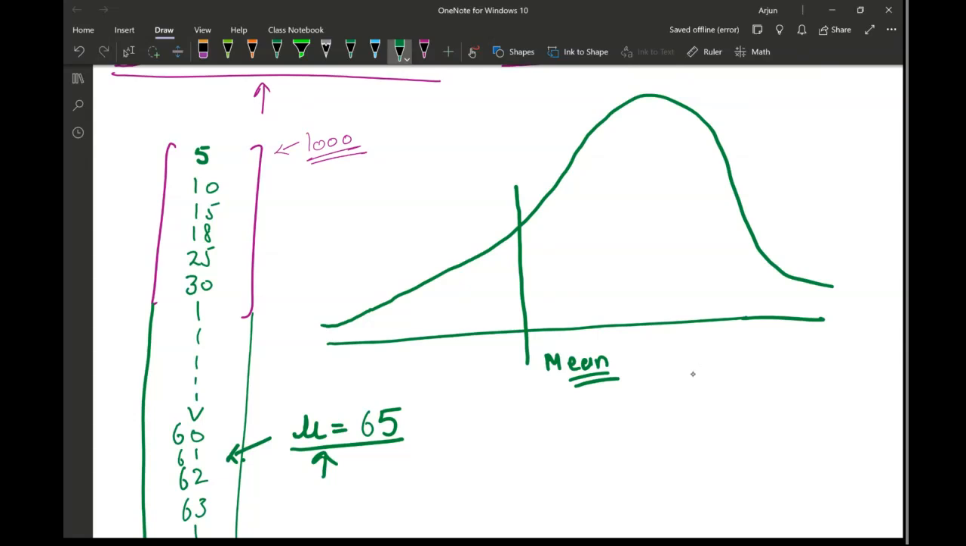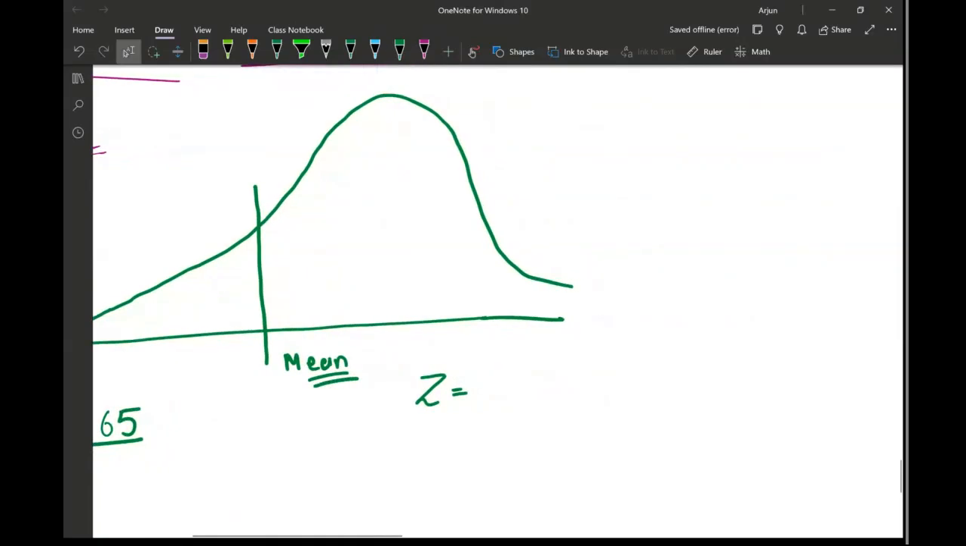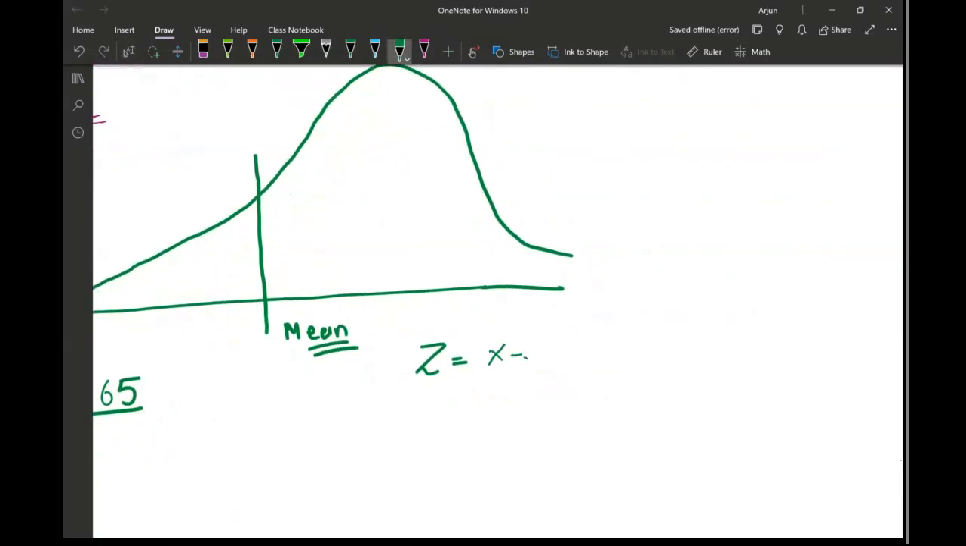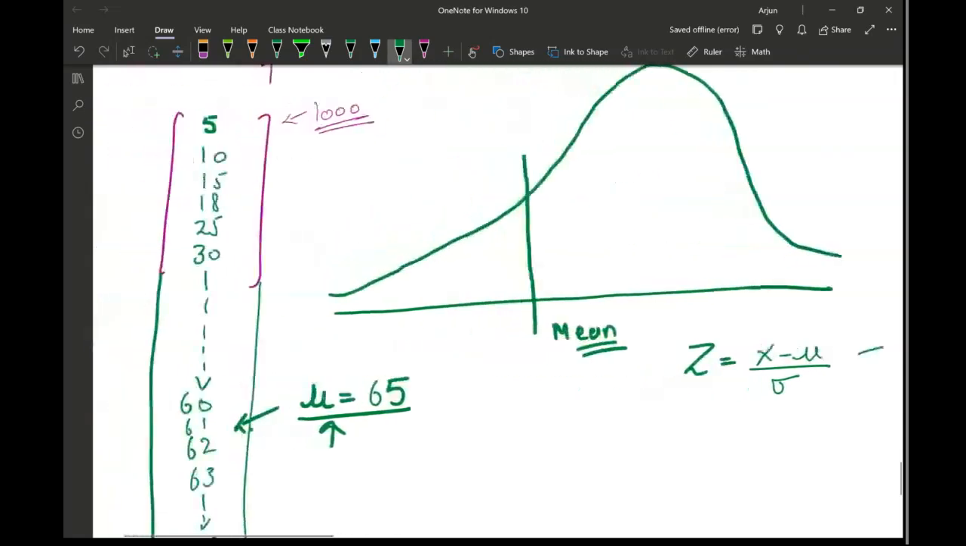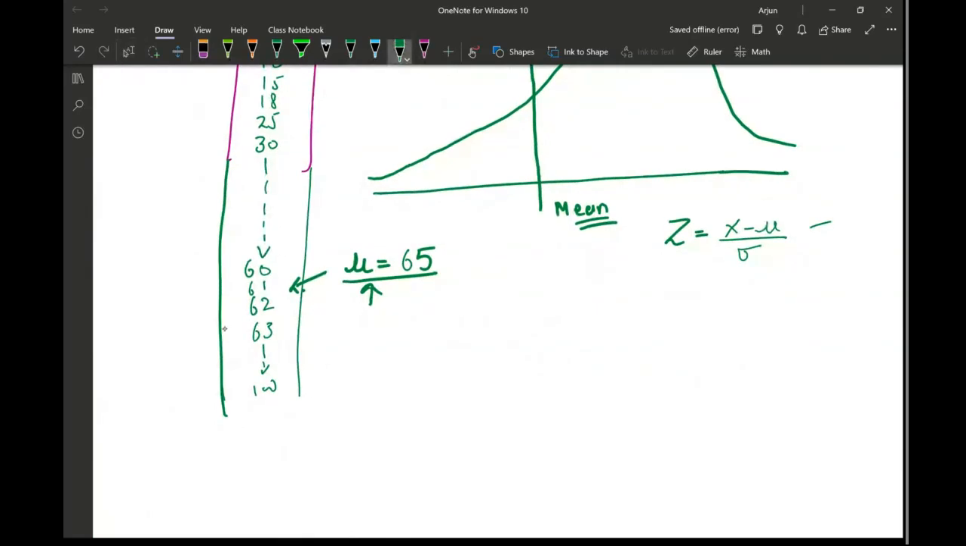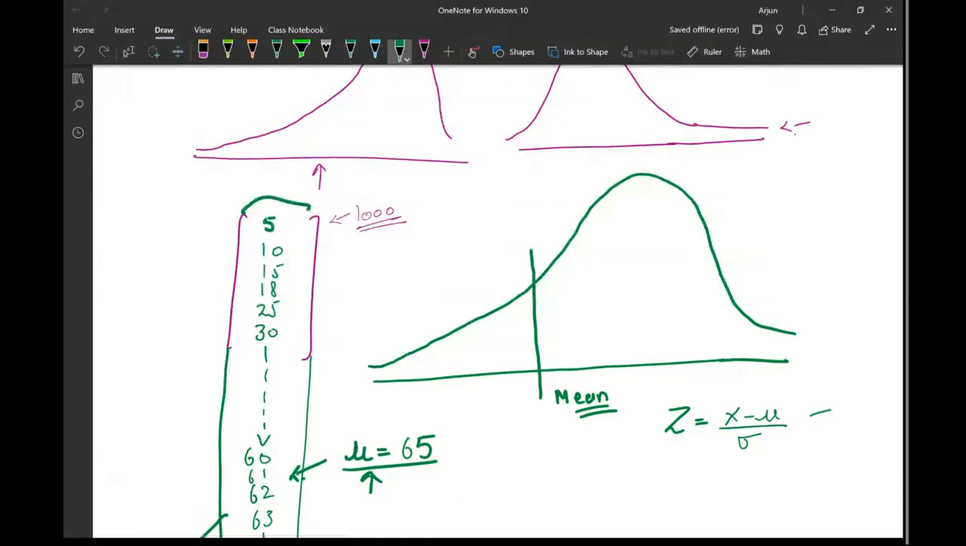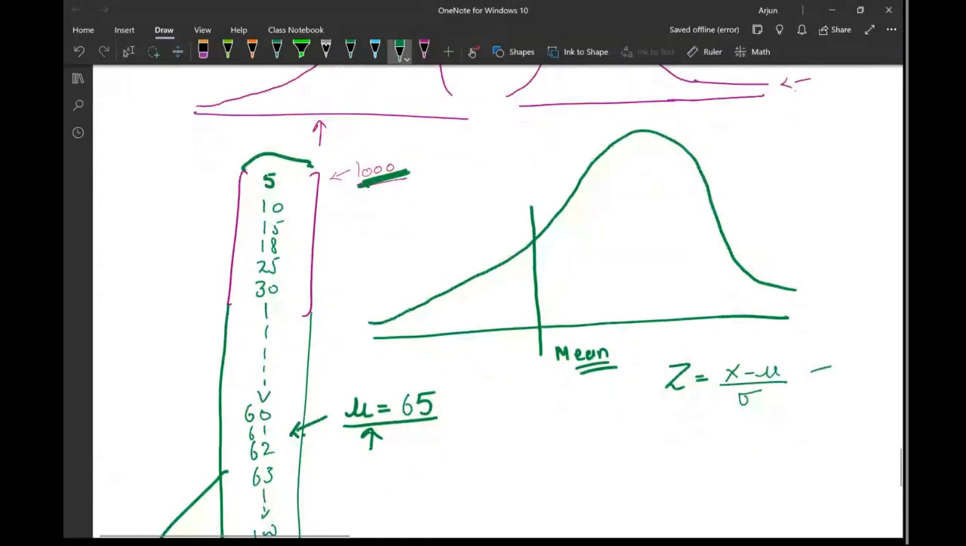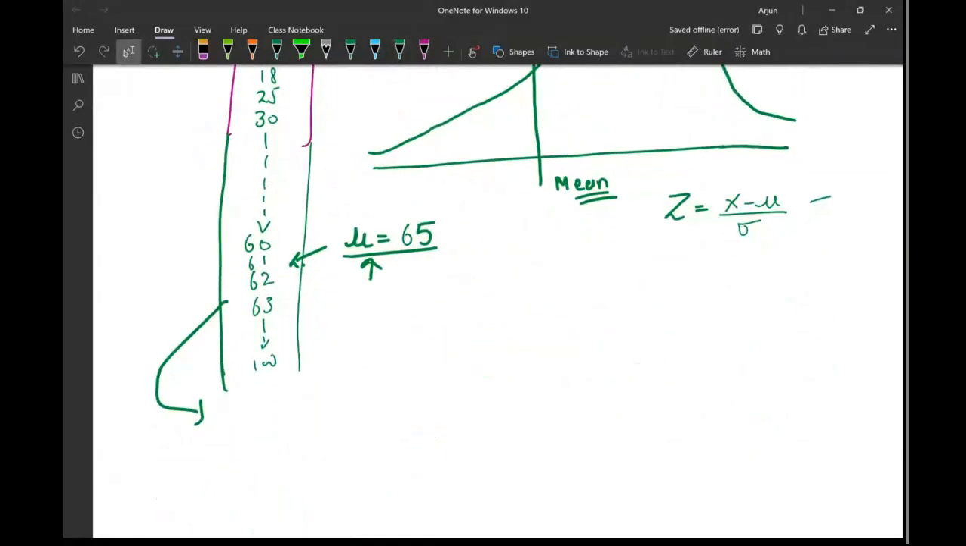Now, as I said, I cannot apply the z value rules on this one, which is x minus mu divided by sigma. I cannot apply this formula. So now in this scenario, what we're going to do is, if I start taking samples out of this huge population, I'm going to call this a population of 1,000 people, which was under observation.